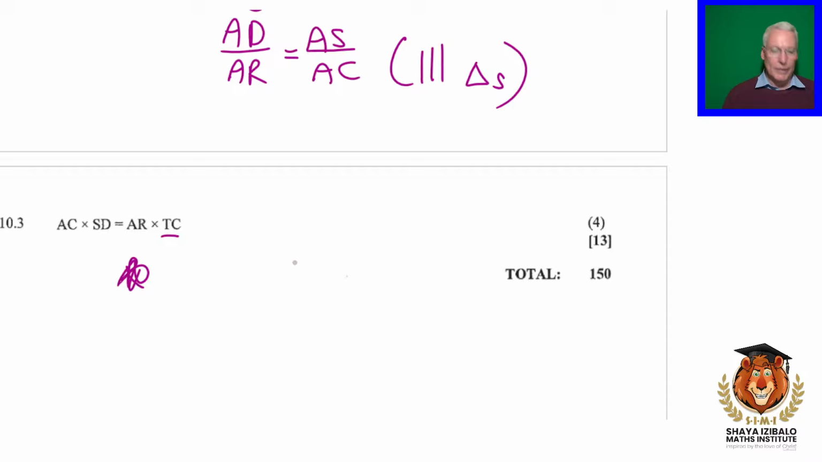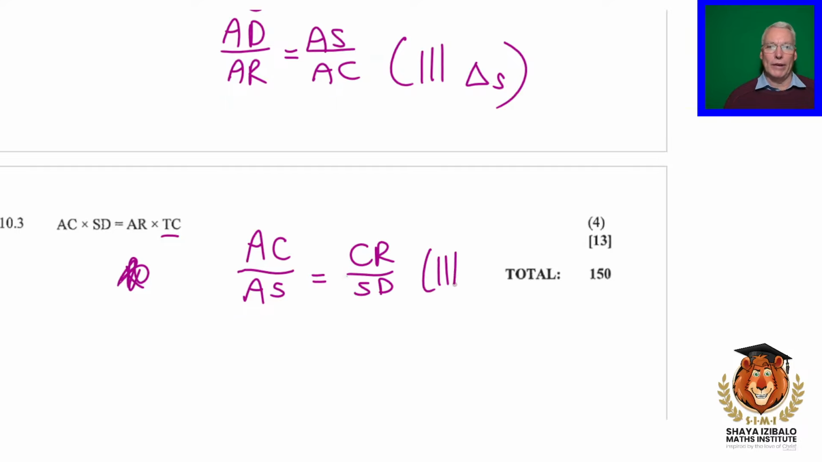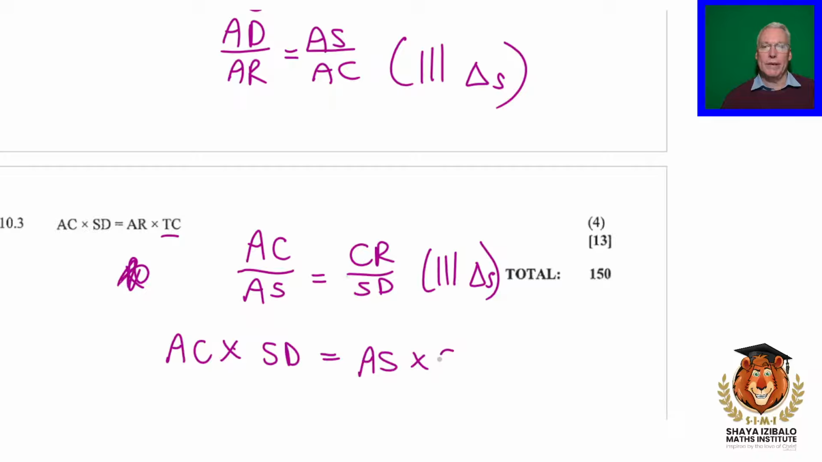Okay, from our similarity, we know that AC over AS is the same as CR over SD. And that's from the similar triangles that we've already proved. That cross multiplies to give us AC times SD equal to AS times CR.